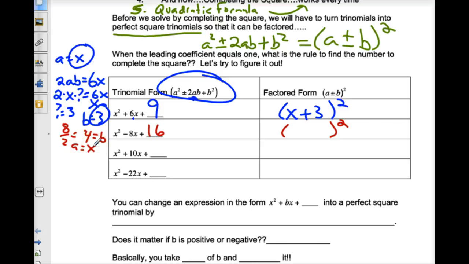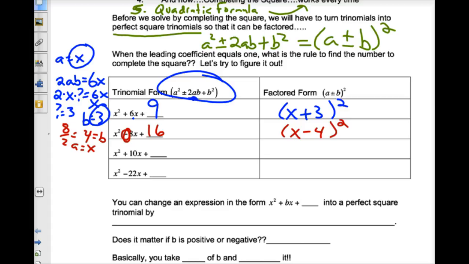Okay? So, can you factor it yet? Henry, help her out. X plus 4 quantity squared. Minus. X minus 4 quantity squared. Guys, always look at your first sign. That will tell you whether it's plus or minus.